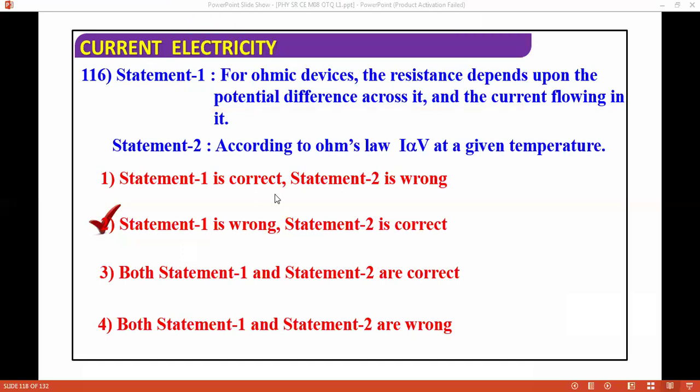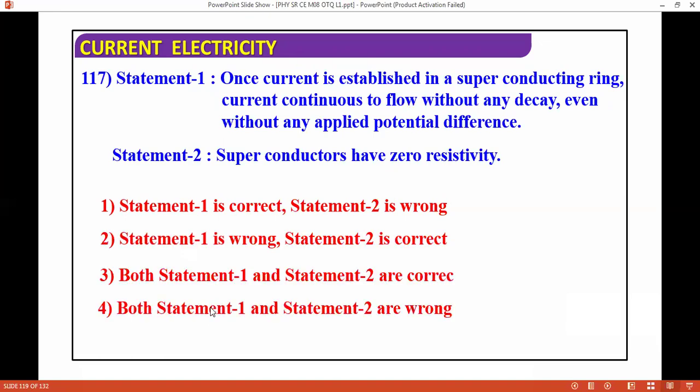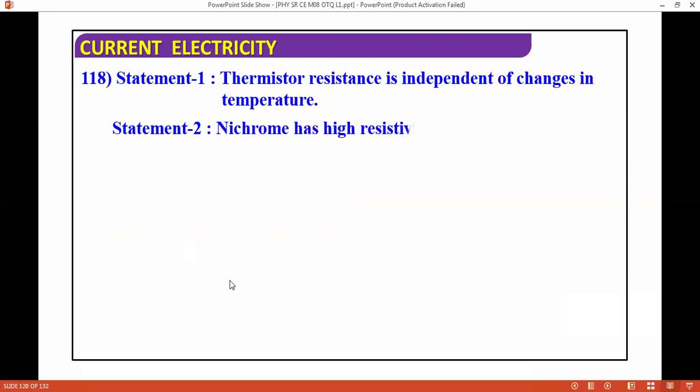Next question. Once current is established in a superconducting ring, the current continues to flow without any decay. I'm talking about even without any applied voltage. Superconductors have zero resistivity. What's your take? Both are very correct. Next question we are moving to: thermistor resistance is independent of changes in temperature.